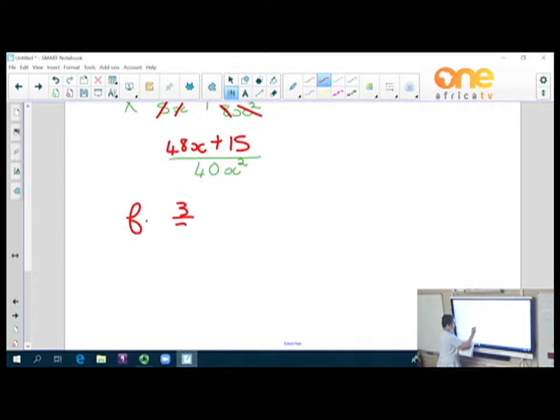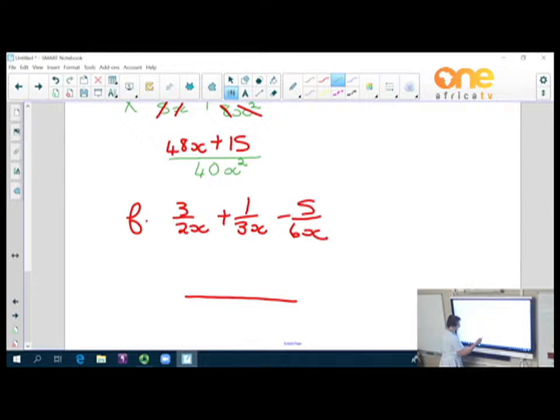3 over 2x plus 1 over 3x minus 5 over 6x. I need to find the LCM. And what would be the LCM of 2, 3, and 6? It will be 6x. So multiply with your LCM, times with your LCM, times with your LCM, and cancel.